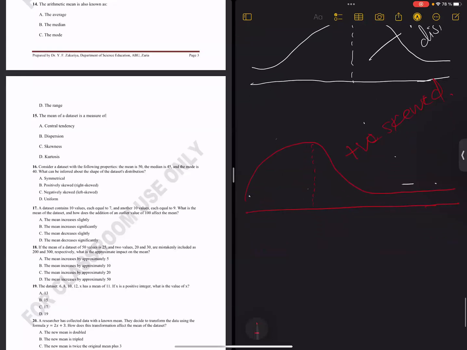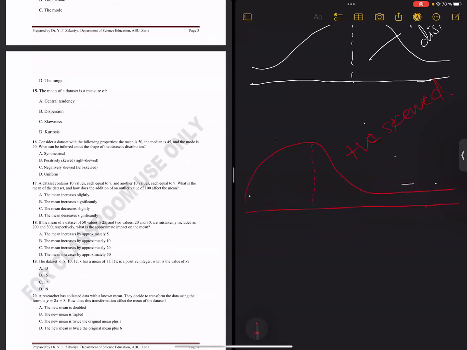Let us use this typical example given to us. Suppose I want to locate the mean. Let me say my mean is here, 50. This is the mean. You will find out that the median is 45, below the mean.